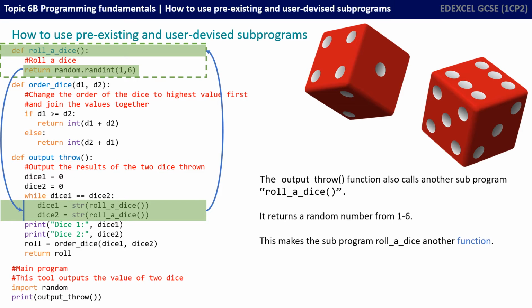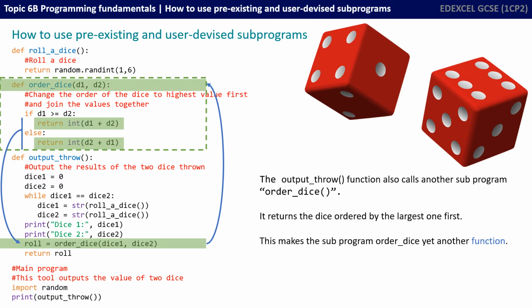You'll also notice that inside the function output throw there's actually another function call to a subprogram roll a dice, and you can see that roll a dice returns a random number from 1 to 6. Now this wasn't really necessary. We didn't really need to put a single line of code, random number 1 to 6, inside a separate function, but we've done it here to show you that there's nothing wrong with calling one subprogram from inside another. And again, because the subprogram returns a value, it's another example of a function and not a procedure.